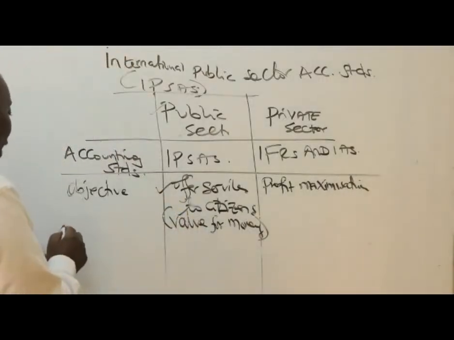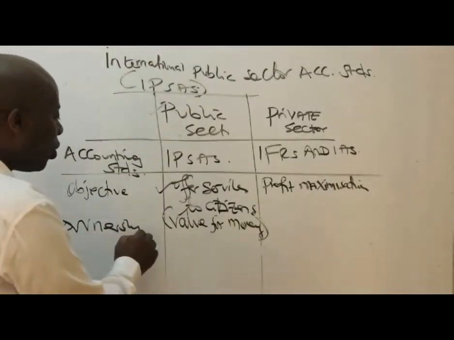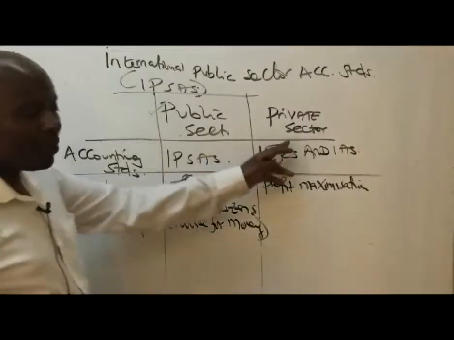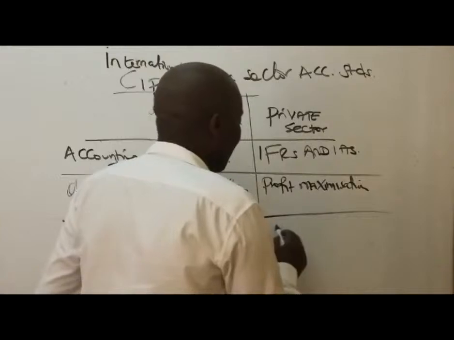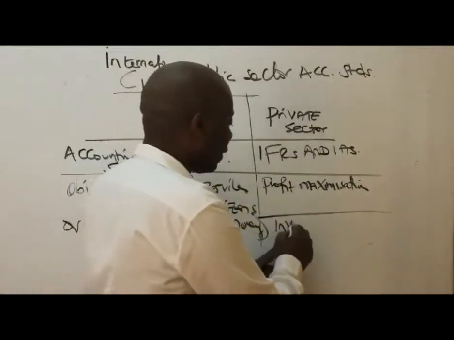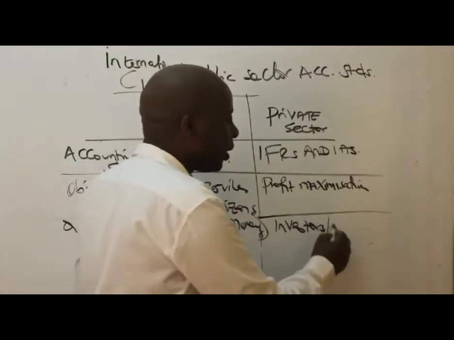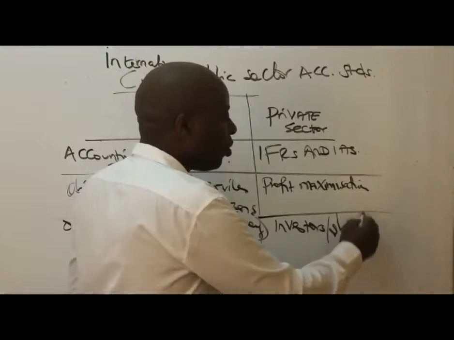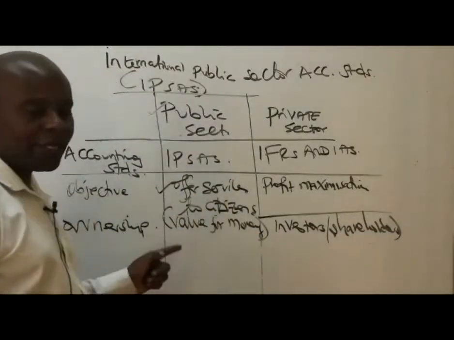So ladies and gentlemen, from there we go to the third difference. Who owns? Ownership. The owners of the private sector, we call them who, ladies and gentlemen? We call them investors, or shareholders. How about public sector government entities?